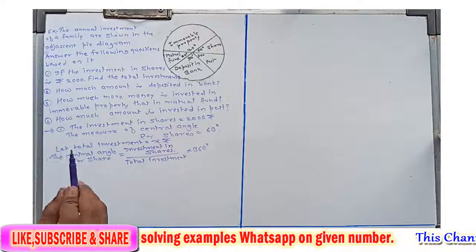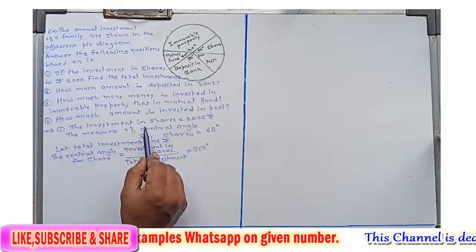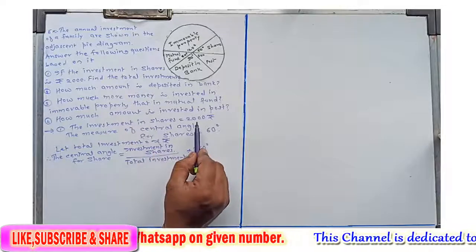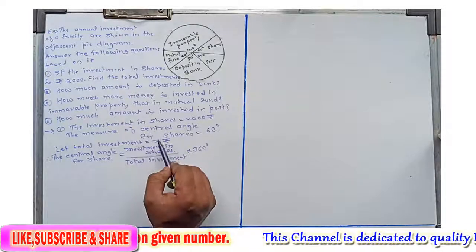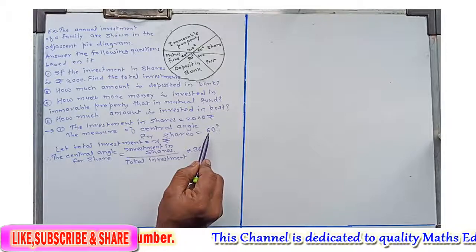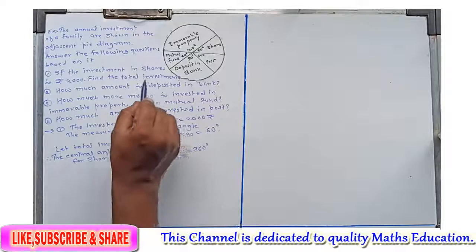Okay, so we start for first question. The investment in shares is given, that is 2000 rupees, and the measure of central angle for shares, it is also given as 60 degree. Okay, and we have to find the total investment.